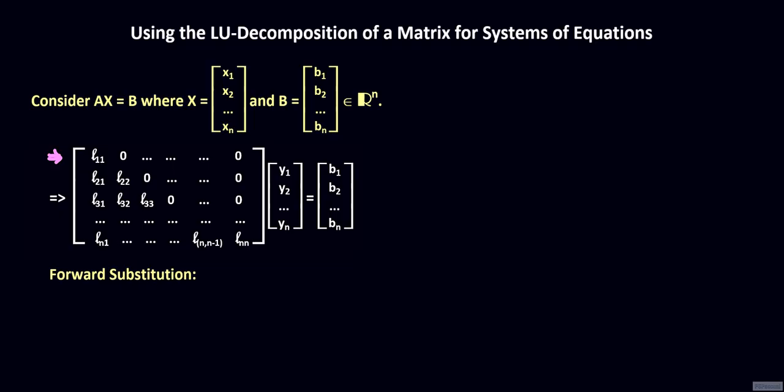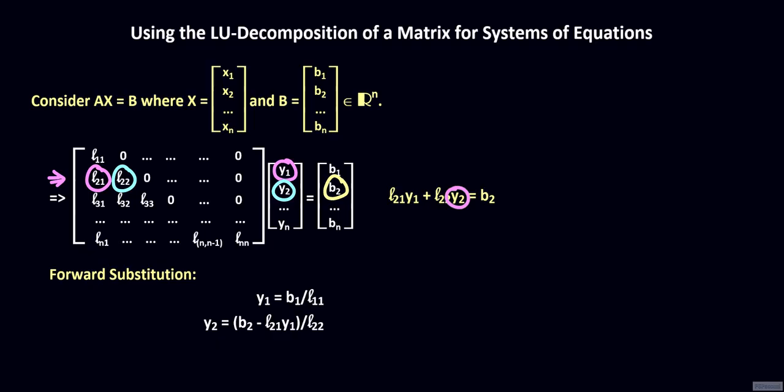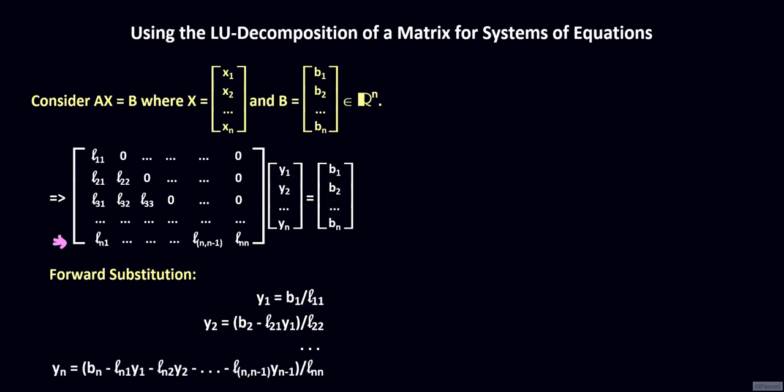The first equation says that L sub 1 times y sub 1 equals B sub 1, so that y sub 1 equals B sub 1 divided by L sub 1. Moving on to the second equation, we find that L sub 1 times y sub 1 plus L sub 2 times y sub 2 equals B sub 2. We solve for y sub 2, and y sub 2 equals the quantity B sub 2 minus the product of L sub 1 and y sub 1 all over L sub 2. Continuing in this fashion all the way to the last equation, we should get this formulation for y sub n.